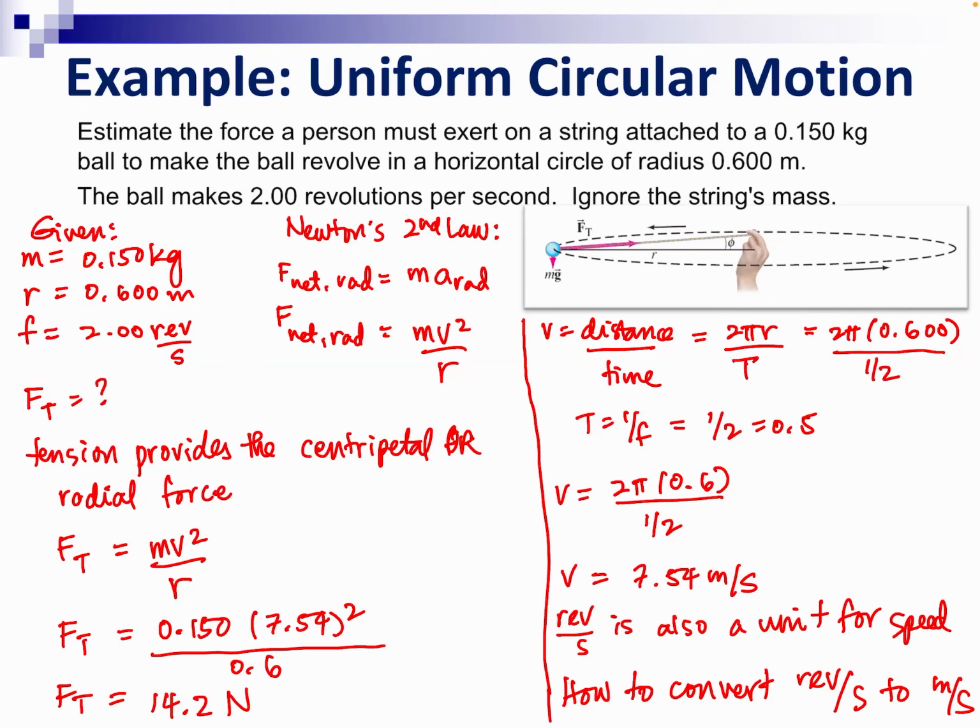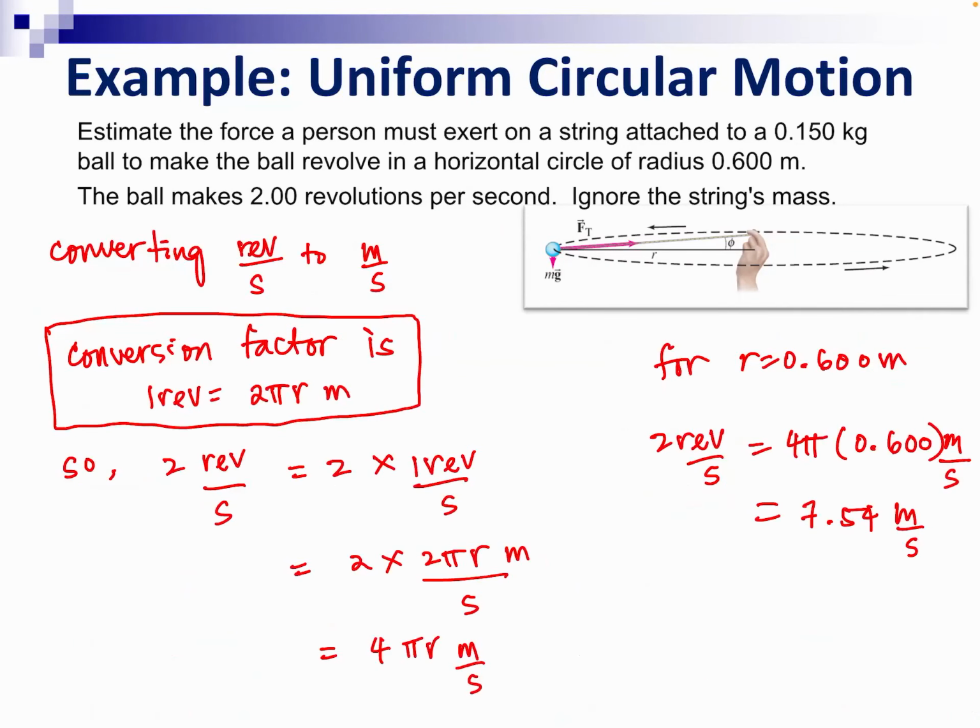Right, any questions about this example? I guess there are two key things here. The radial equation for Newton's second law of motion is this one. So the first thing you need to figure out is, what is this radial force that provides the radial acceleration? And then figure out what this tangential or linear speed v is. And if you're given revolutions per second, we learned that you can just convert that to meters per second by using 2 pi r as the conversion factor.